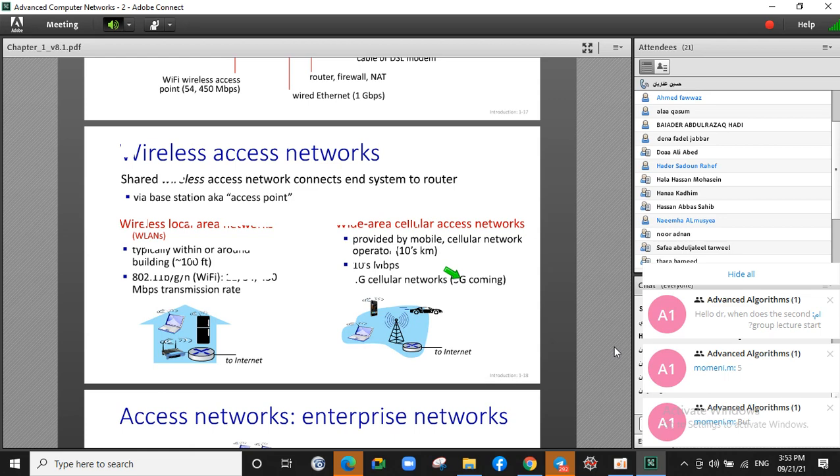Why? Because in 5G we are using very high frequency signals. Something about 60 gigahertz frequency bands, over 60 gigahertz.